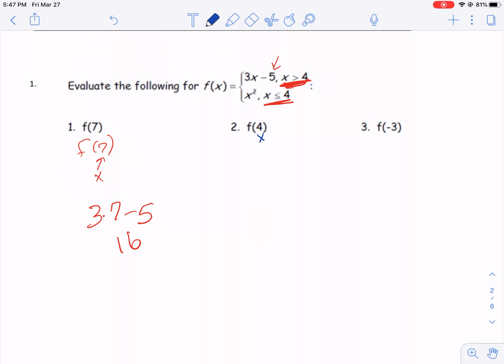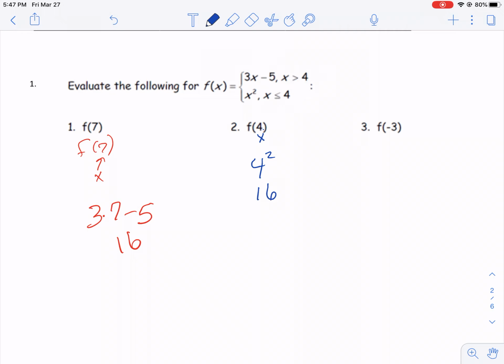Alright, so for number 2, it says evaluate f of 4. So 4 is my input, my x value. If I go check the first condition, it says x has to be greater than 4. Is 4 greater than 4? No, so it does not fit that condition. I go check the next one. Is 4 less than or equal to 4? Well, yeah, it's equal to 4. So that means I take my 4 and I plug it into the second piece. So I get 4 squared, which is 16.